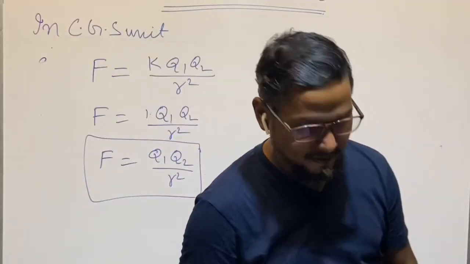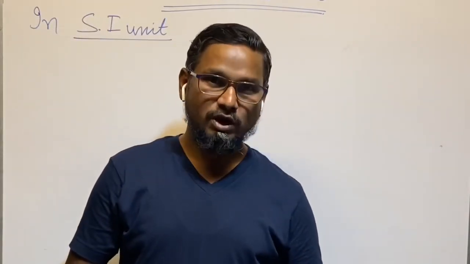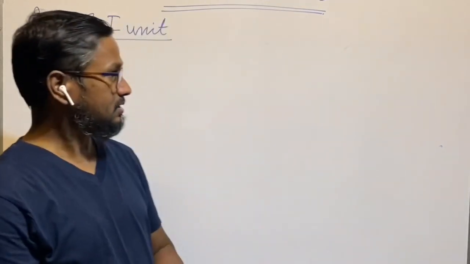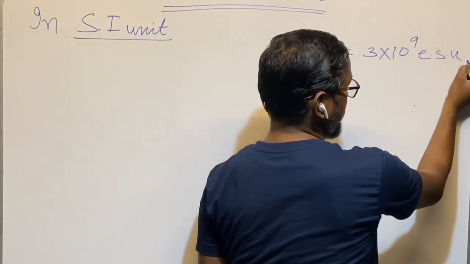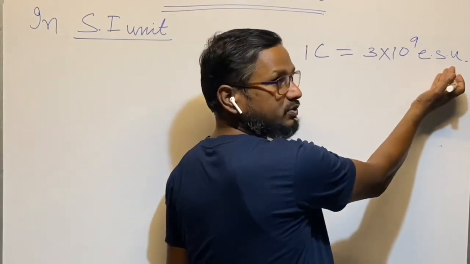Now in SI unit, the SI unit of charge is Coulomb. There is a relation between the SI unit and CGS unit of charge, and that relation is 1 Coulomb is equal to 3 into 10 to the power 9 ESU. This is the relation between the SI unit of charge and the CGS unit of charge.